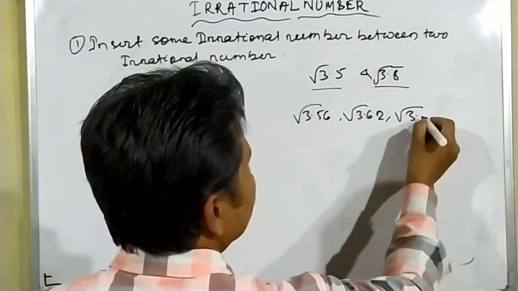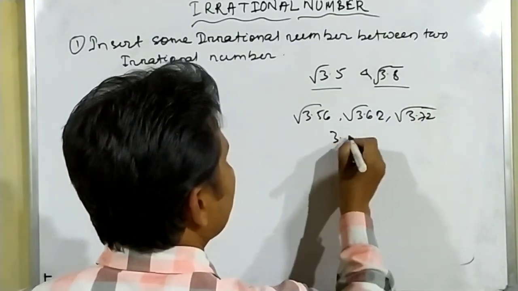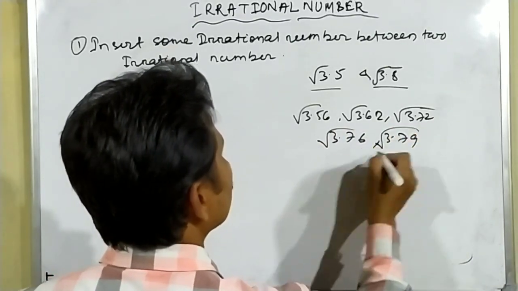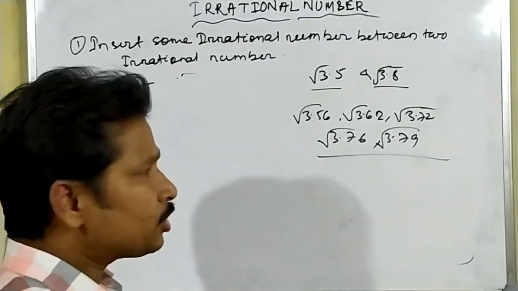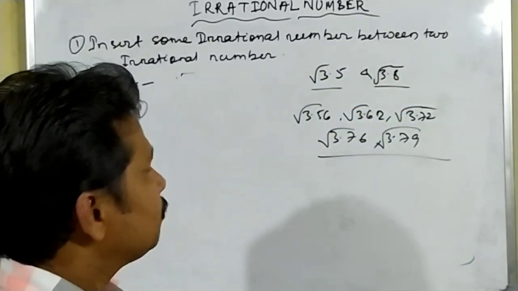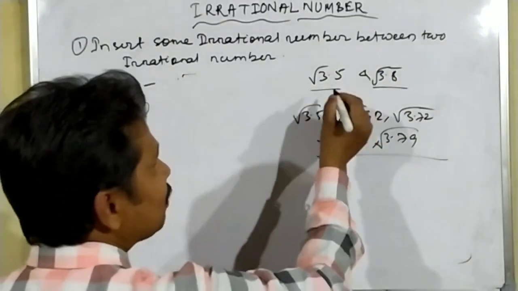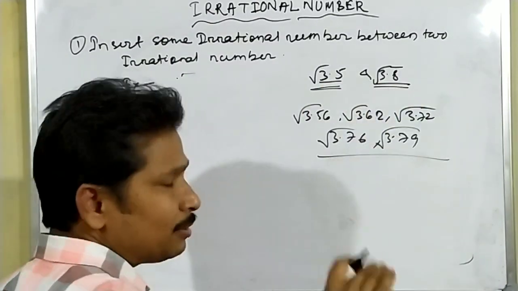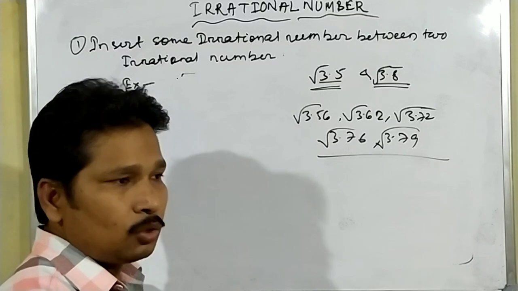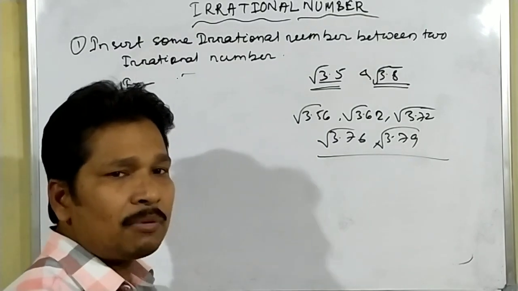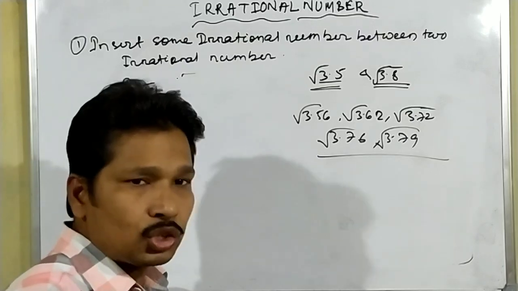So, root of 3.72, root of 3.76, root of 3.79. All these numbers are irrational numbers between root 3.5 and root 3.8. Very simple. Write some numbers which are between 3.5 and 3.8 and take the root. Okay. When you take the root of any such number, that number will become an irrational number.